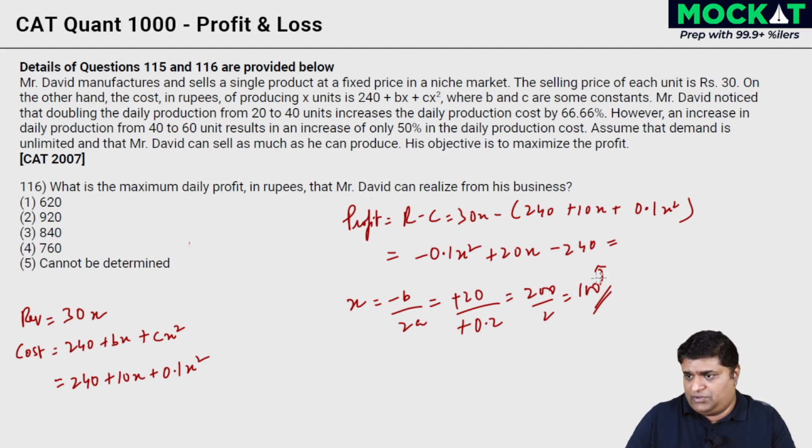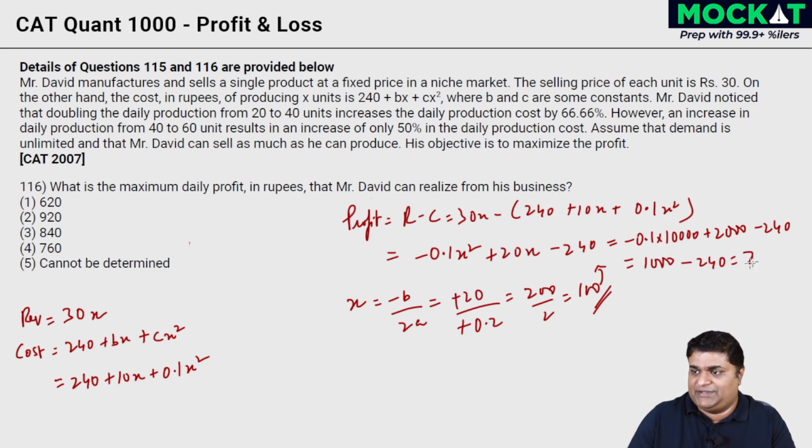Minus 0.1 into 100 square. So minus 0.1 into 10,000, plus 20 into this, that's plus 2,000, minus 240. Minus 0.1 into 10,000, that's going to be minus 1,000. 2,000 minus 1,000 is 1,000, minus 240, which remains, and that's going to be 760 rupees. Option 4 is the answer here.